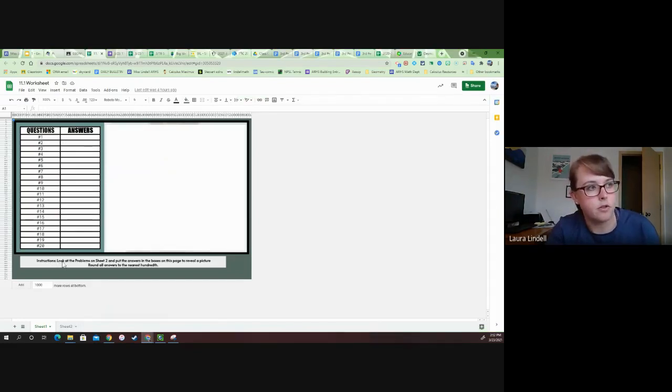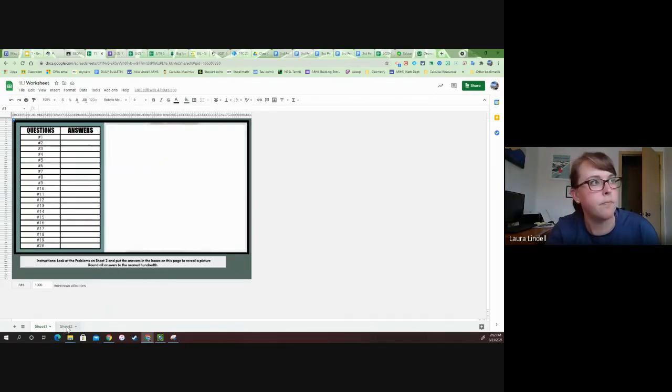So the instructions, look at the problems on sheet 2. Put the answers in the boxes that correspond with that question. And as you go, if you get the correct answers, it will reveal a picture over here. And you're going to round all of your answers to the nearest hundredth. So that's 2 decimal places.